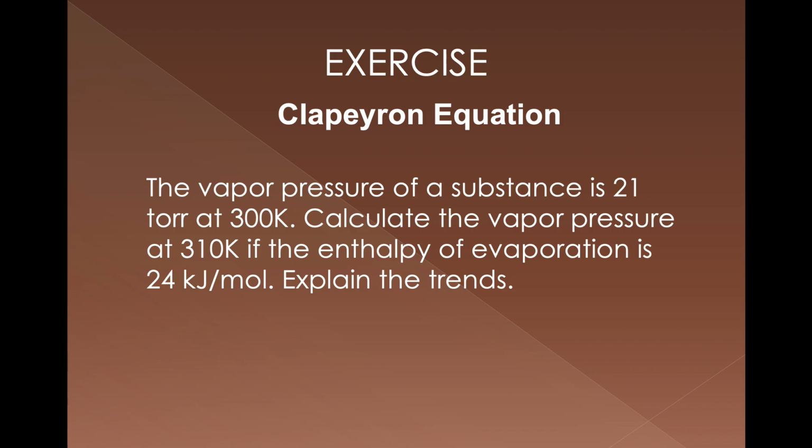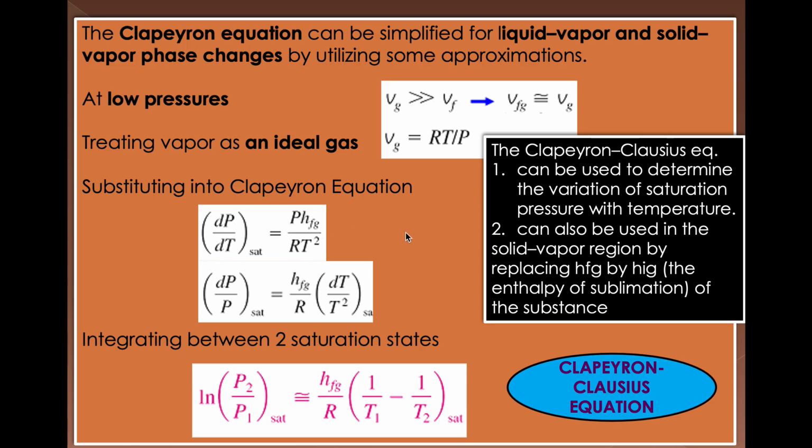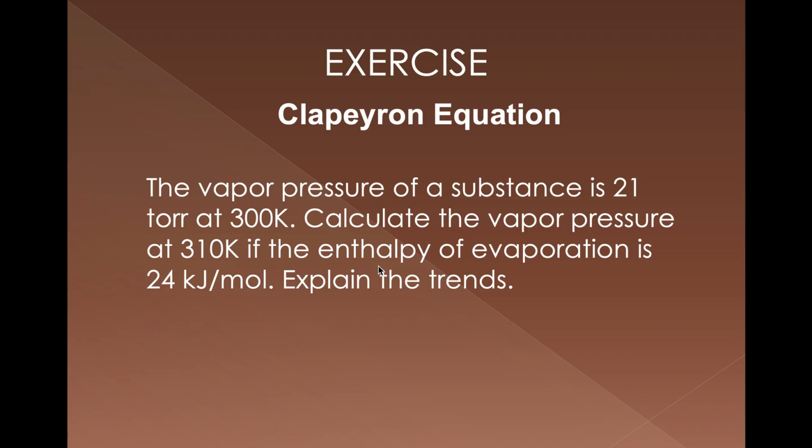Okay, we have some simple exercises referring to this equation. The vapor pressure of a substance is 21 torr at 300 Kelvin. Calculate the vapor pressure at 310 Kelvin if the enthalpy of evaporation is 24 kilojoule per mole, and explain the trends. In the comment section below, please give your answer and explain the trends. I would advise you to compile everything, and then you can just give the comment in one post.